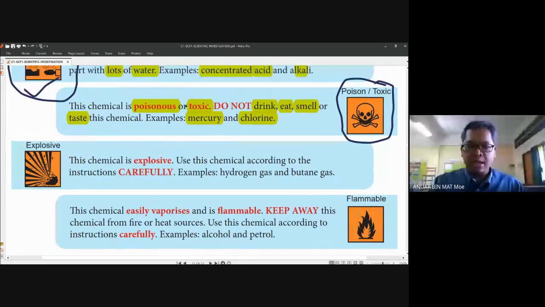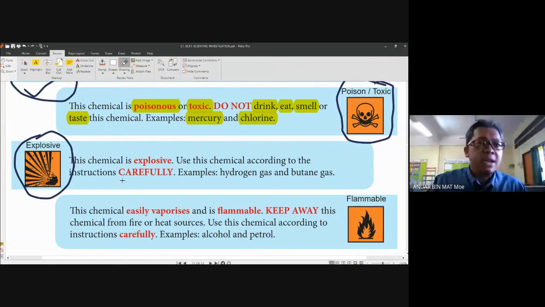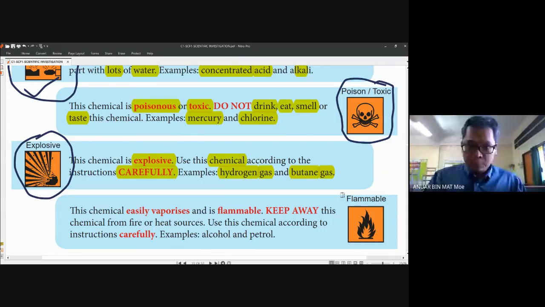Okay. So next one is explosive. Explosive, of course, you can see the substance is exploding, according to the picture here, meaning that the substance or the chemical explodes easily. Use the chemical very carefully in order to prevent an explosion. Examples are hydrogen gas or butane gas. Large quantities may explode, but small quantities, maybe you just hear a pop sound. And what happens if there is a big explosion? Of course, a building can be damaged and people can be hurt.